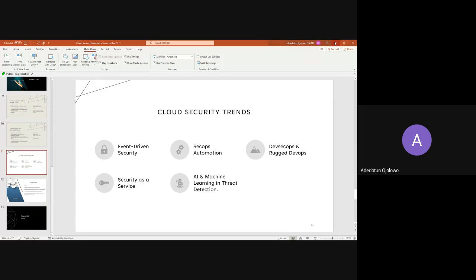So we can also look at security as a service. One good thing cloud has done for us is that there's basically anything as a service today.